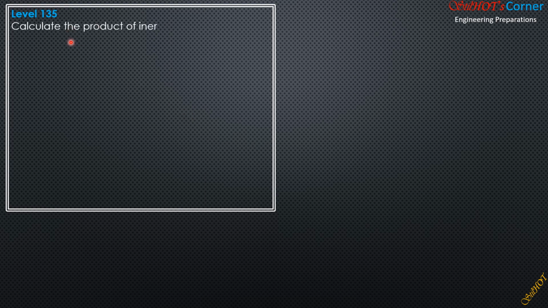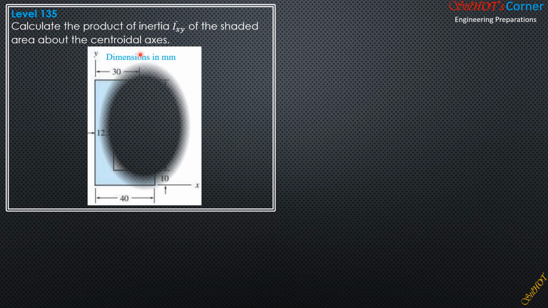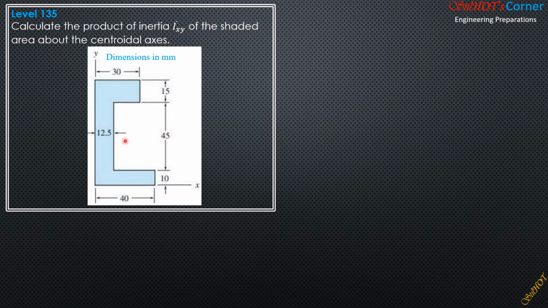Problem 135, calculate the product of inertia, I bar xy of the shaded area about the centroidal axis. So I'll present two solutions here. First, let's locate for our solution the centroid, and let us locate it there at C. So let's divide the area in this manner, horizontal.